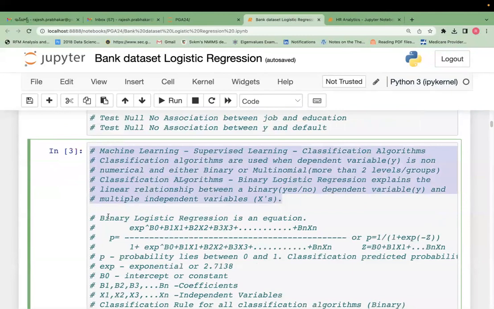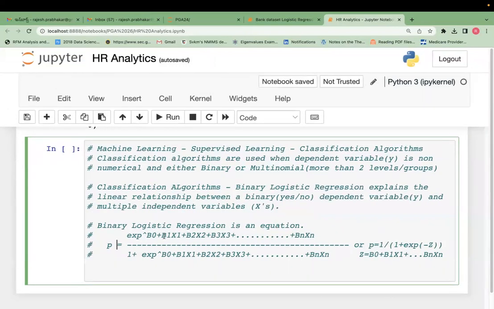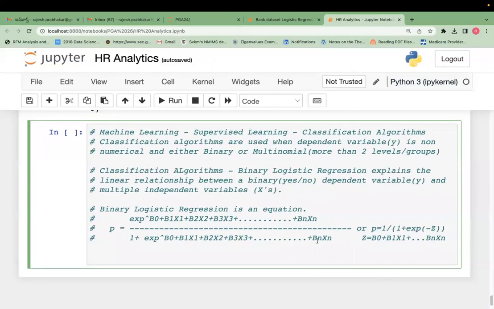And the equation is this. So probability. In classification, we get probability. In regression, we will get predicted values, whereas in classification, we will get predicted probability. Here, you can see probability is equal to e to the power of intercept plus b1 x1, b2 x2 till bn xn divided by 1 plus e to the power of intercept plus b1 x1, b2 x2 till bn xn. Probability is equal to 1 by 1 plus e to the power of minus z.